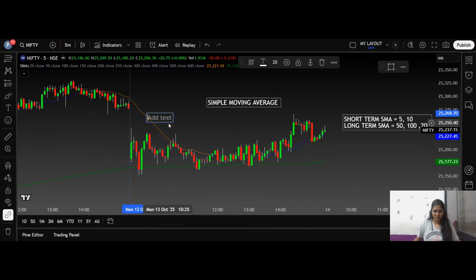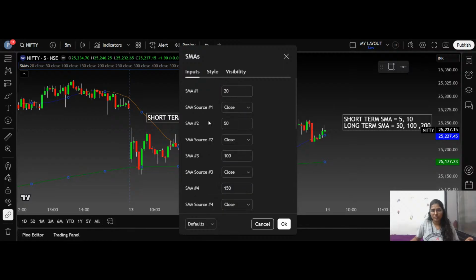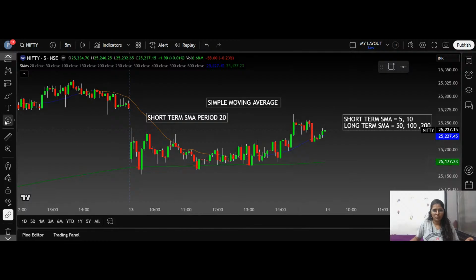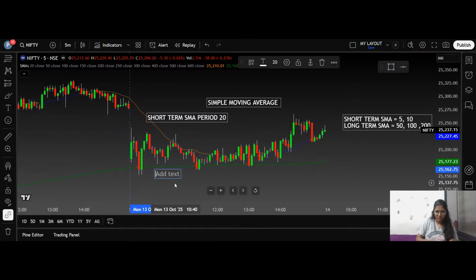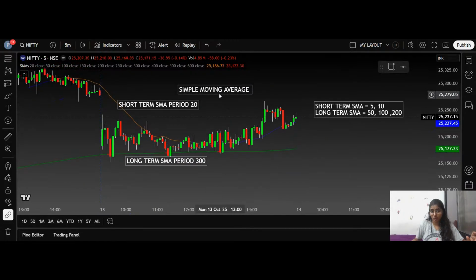This is one SMA, this is the second SMA. The first SMA is nothing but a short term SMA of period 20. Let me confirm it again. Yes, it is of period 20 and this one is of period 300. This green line is the long term SMA of period 300. So now we have two SMAs, short term SMA and long term SMA.